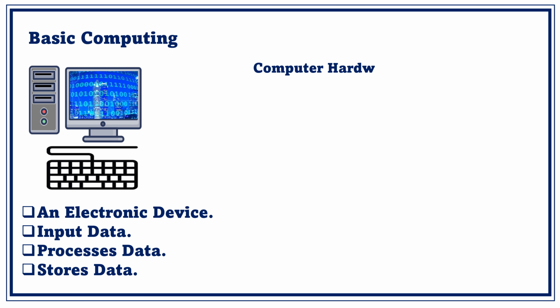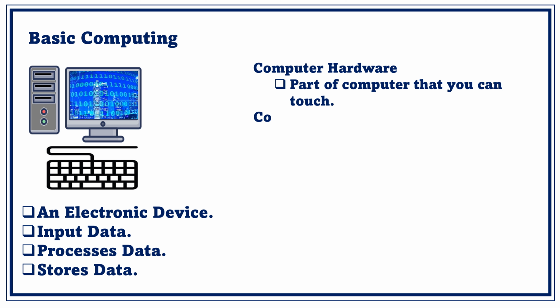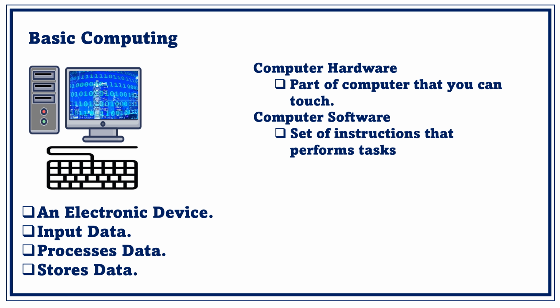Computer hardware is any part of a computer that you can touch. On the other hand, computer software is a set of instructions that perform a task, for example, programs, procedures, and routines. For people who are deep in computers, you understand procedures and routines within computer language, but you don't need to worry because we are going to look at them as we progress.